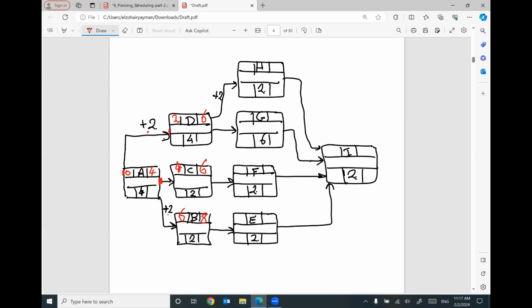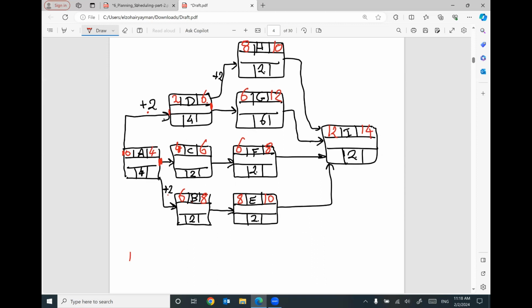For activity H, for example, the finish of activity D at 6, you have to wait for 2 days. That means I can start H at 8, plus 2 will be 10. For activity G, I can start at 6, plus 6 will be 12. For activity F, I can start at 6, plus 2 will be 8. For activity E, I can start at 8, plus 2 will be 10. So for activity I, we have 4 arrows coming in: 10, 12, 8, 10. I'm going to use the biggest number, 12. Plus 2 will be 14.